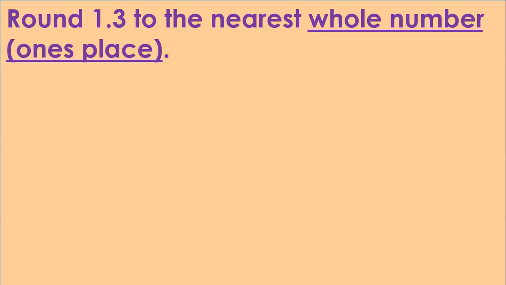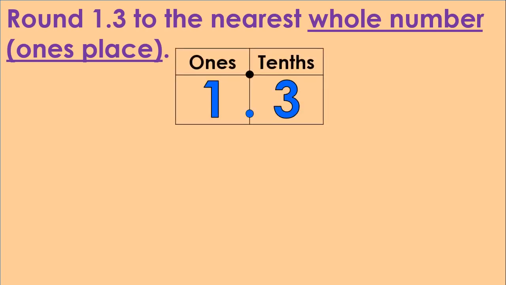Now we're going to round to the nearest whole number. Remember that whole number is ones place. So we're going to be rounding 1 and 3 tenths to the ones place. First, we're going to write it in our place value chart. We have 1 and 3 tenths. Now we're going to plot these numbers on a number line. Here, since we're rounding to the ones place, we see that there's a 1 in the ones place, so we're going to start a number line with 1.